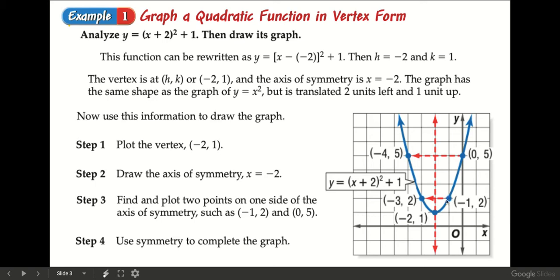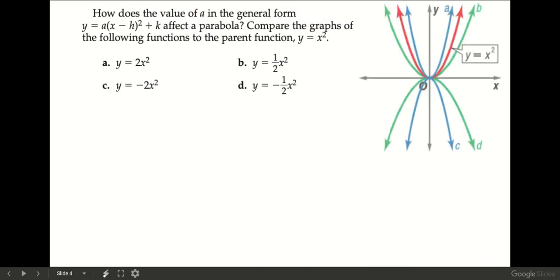We could have substituted in some values to find 2 points, and then since it's symmetrical, we would have reflected over on the other side the same 2 points, and that would make our parabola. Again, in vertex form, things are really, really helpful for identifying where a parabola is. So how does the value of a, this value out in front of the parentheses, before x is squared, how does a affect a parabola?